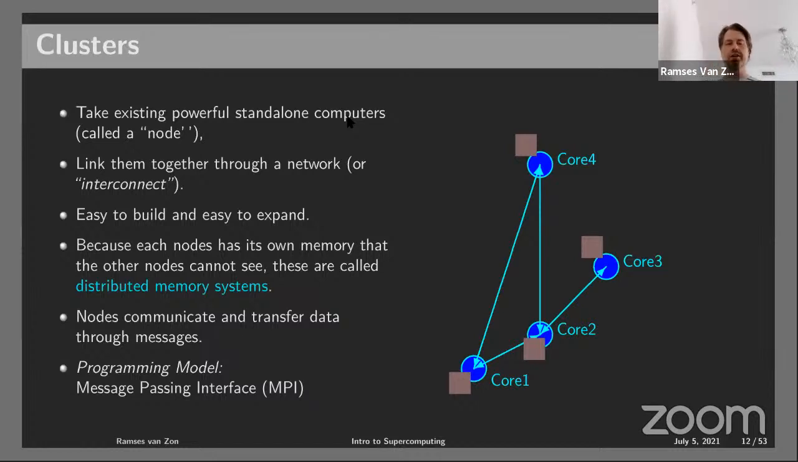Okay, so what kind of architectures do we have then that are multiple cores? There are different conceptual architectures. Modern computers, supercomputers, tend to combine them all together, but let's do them one at a time.